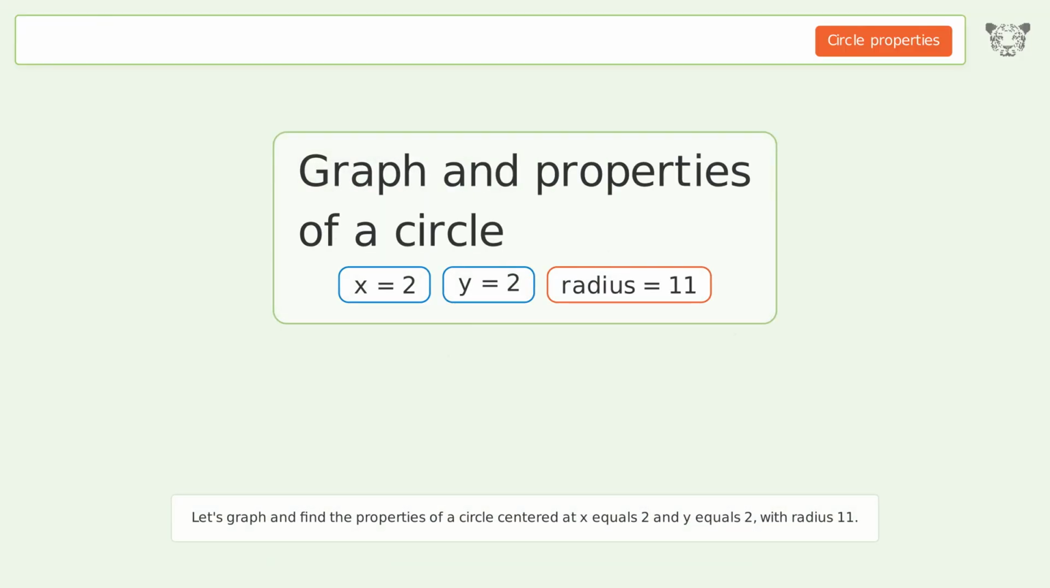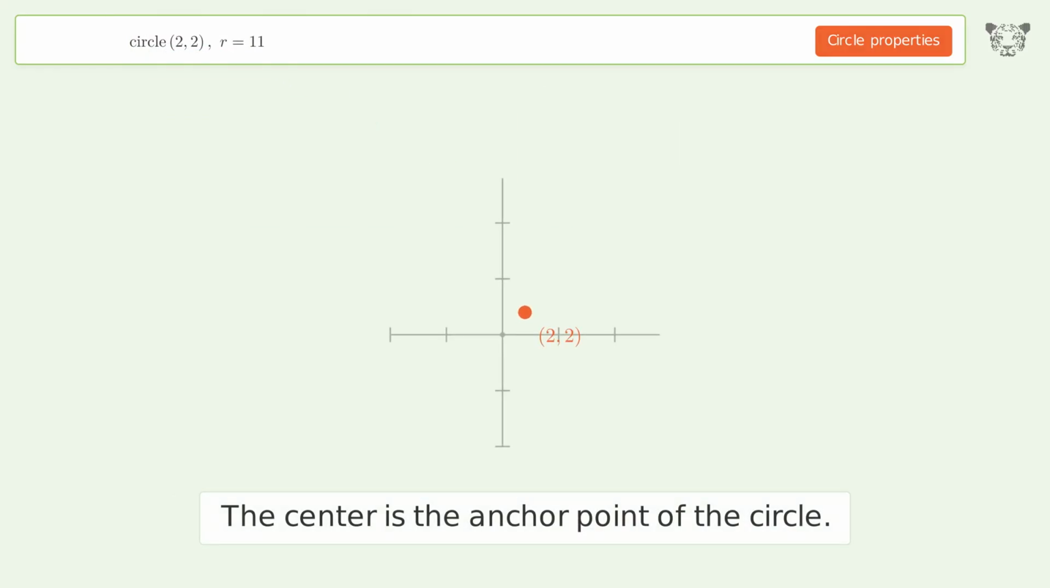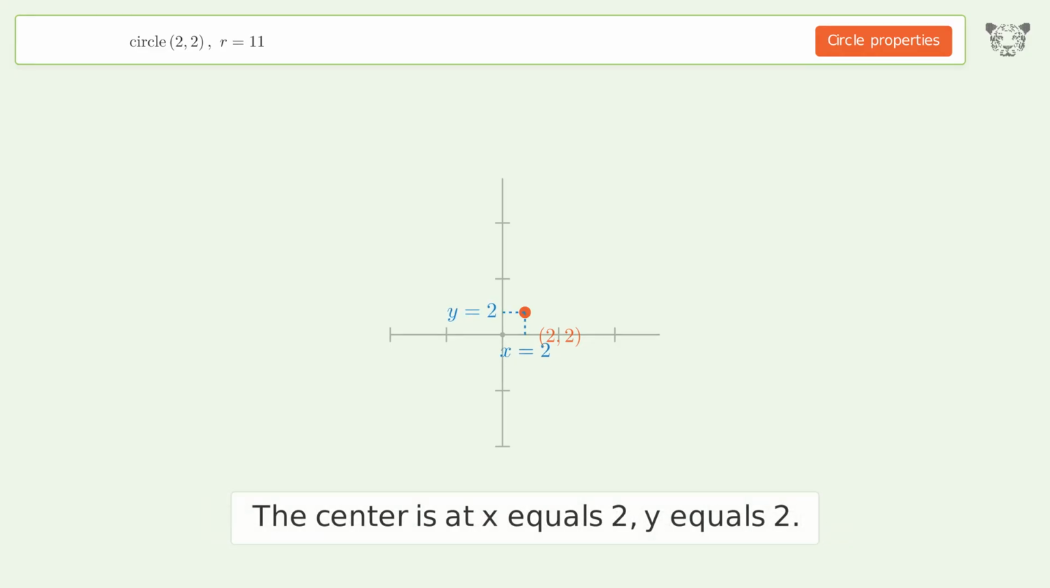Let's graph and find the properties of a circle centered at x equals 2 and y equals 2, with radius 11. The center is the anchor point of the circle. The center is at x equals 2, y equals 2.